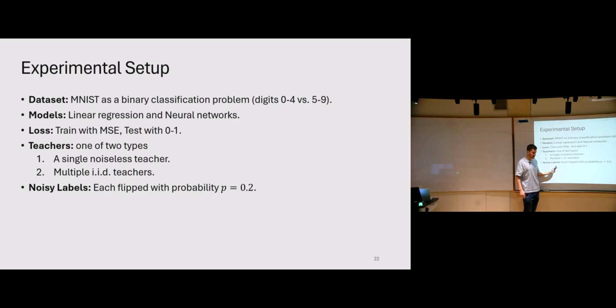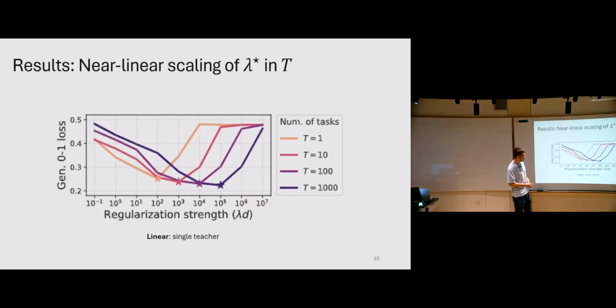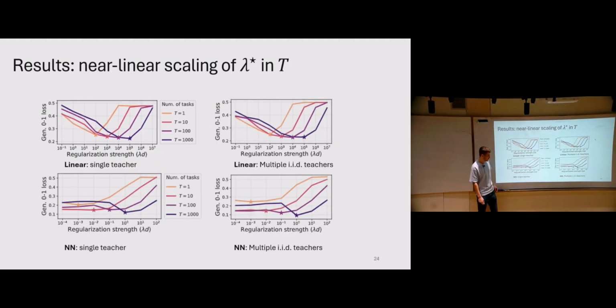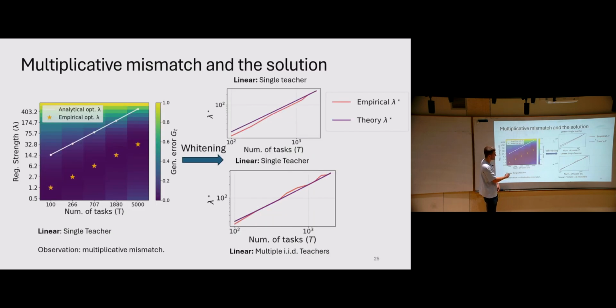Noisy labels are implemented as each label is flipped with probability 0.2. So it very much differs from our real assumptions over the data. And we see that we have some near-linear scaling of lambda star in the task horizon. The star here marks the minima, and T grows at an exponential rate, and lambda star grows at the same rate. This seems to also hold in the neural network model. And for those of you who may ask, what about the T over log T scaling? This is something that we will see right now.